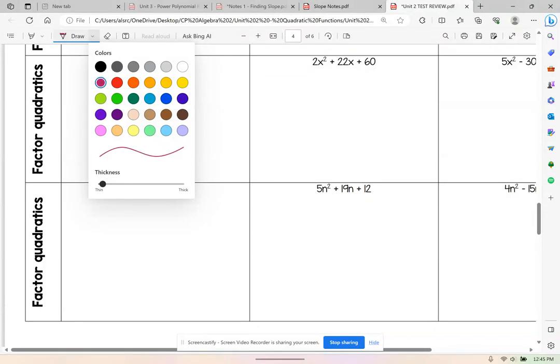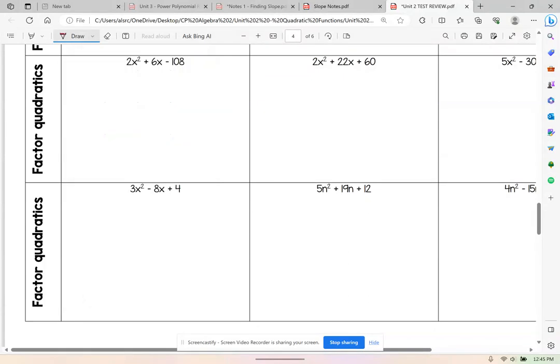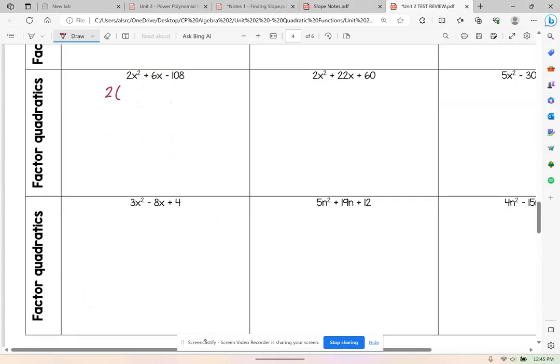So whenever we factor, what are we always looking for? GCF. First one. Do I have a GCF? Yes, I'm going to factor out a 2. And then I have x squared plus 3x minus 54. You can't do quad formula here because you're not solving for anything. I mean, you could. You just have to go back a couple of steps. But you need to think, what multiplies to negative 54?